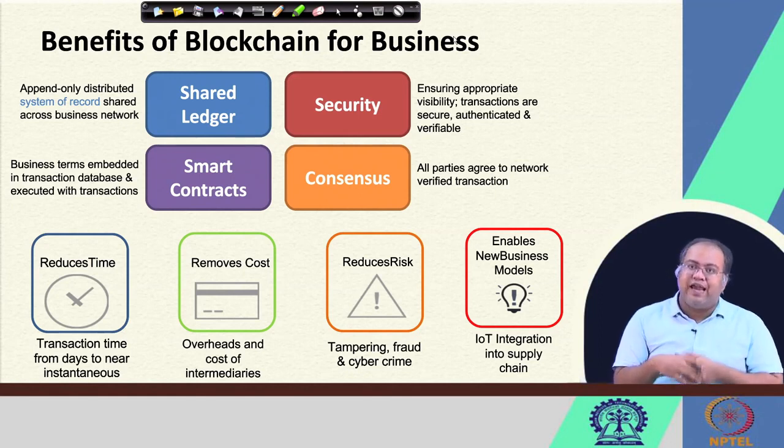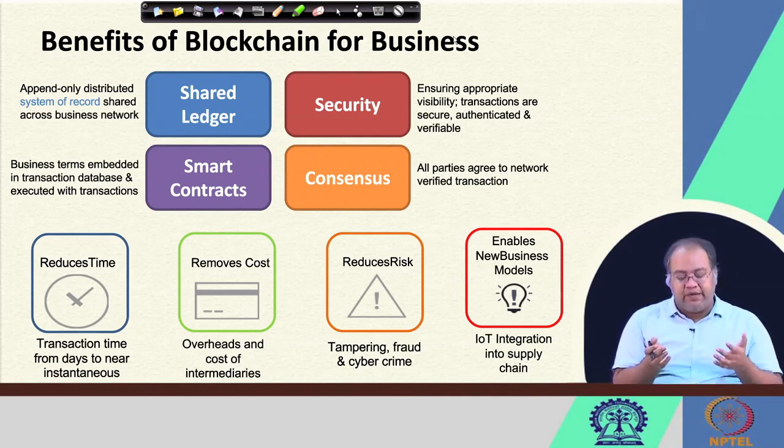And these four pillars reduce the execution time. So, the transaction execution gets reduced from days to near instantaneous. Then it removes the overheads which are associated with the cost of intermediaries or third parties. Then it reduces the risk. So, tampering, fraud and cyber crime can be reduced because the platform is providing you a tamper free system, and it also enables new types of business models.